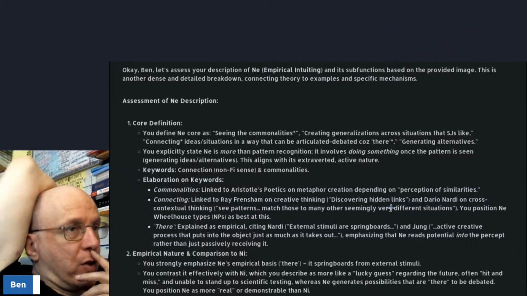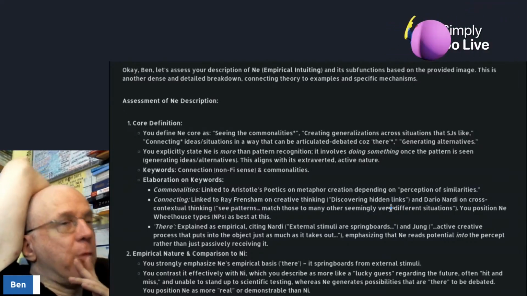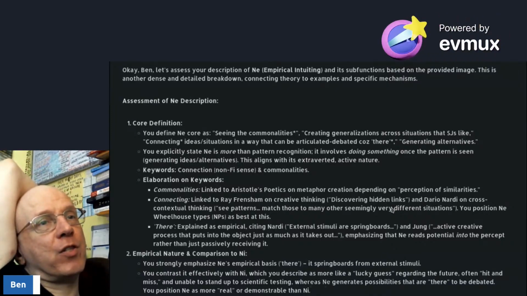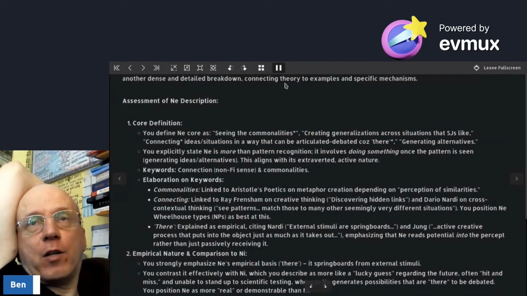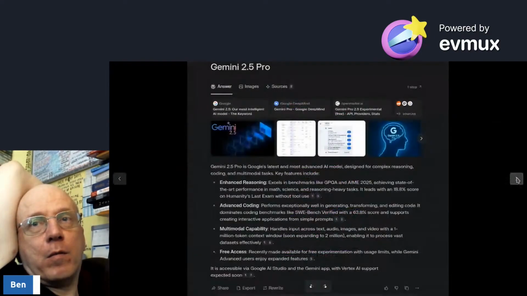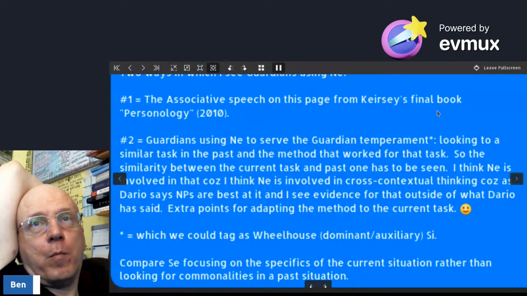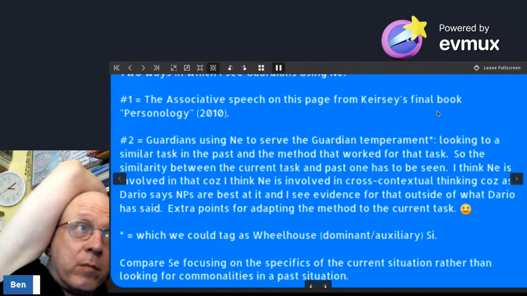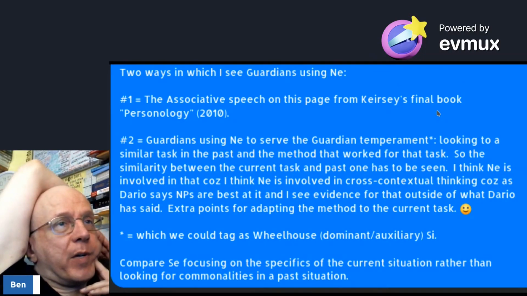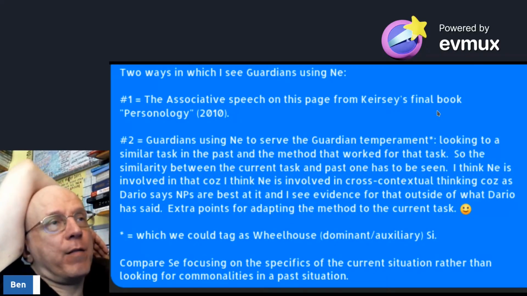Elaboration on keywords. I'm going to do a bit on what it said there about creating generalizations that SJs like, because I'm going to show you a bit about how SJs use Ne. There we go. The associative speech on this page from Kurz's final book, Personology. So there you have the connections.